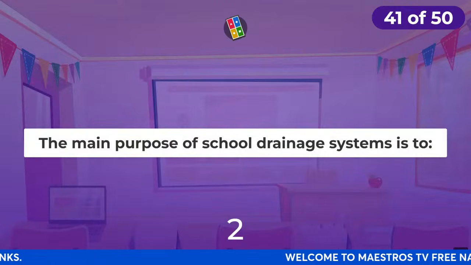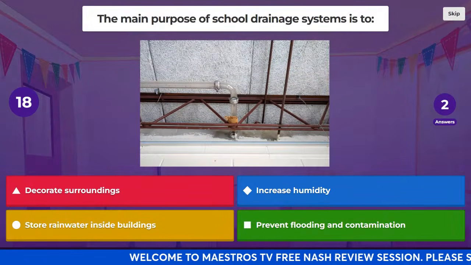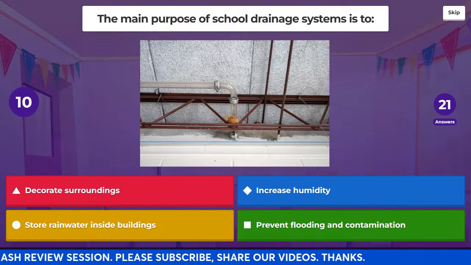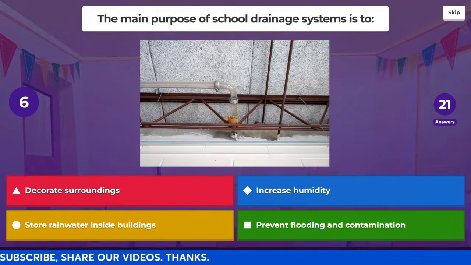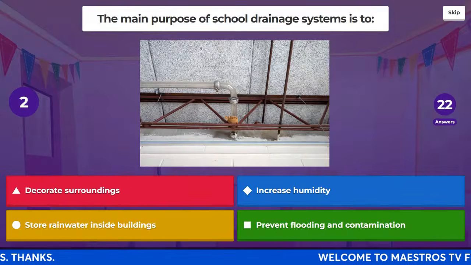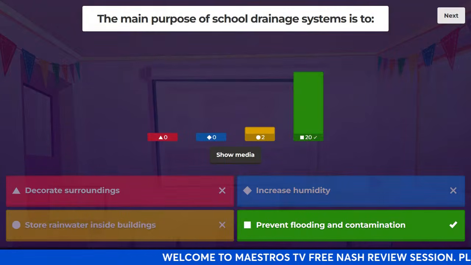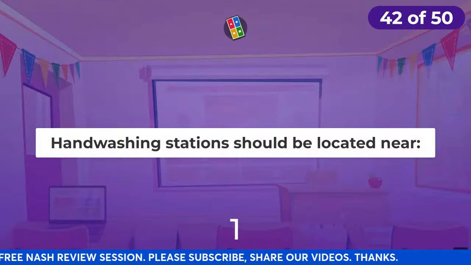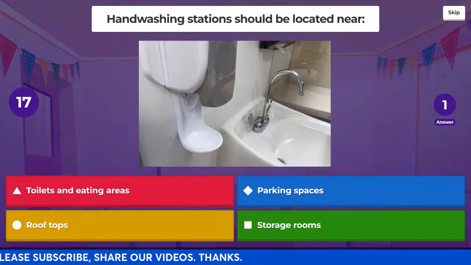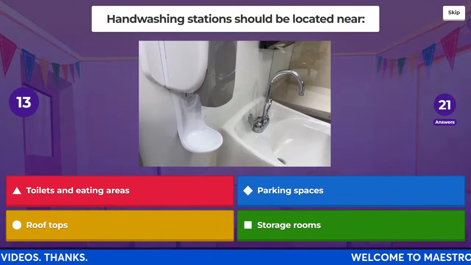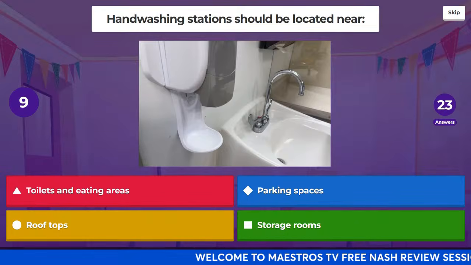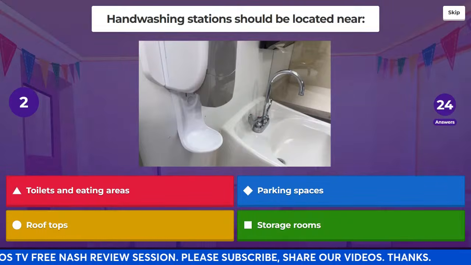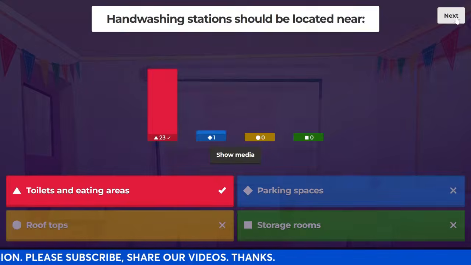The main purpose of school drainage system is to prevent flooding and contamination. Question 42. Toilets and eating areas.